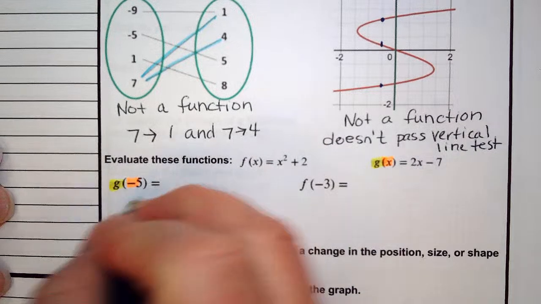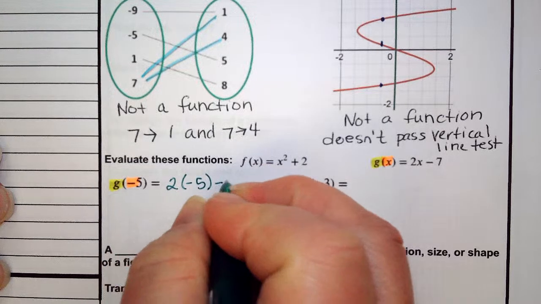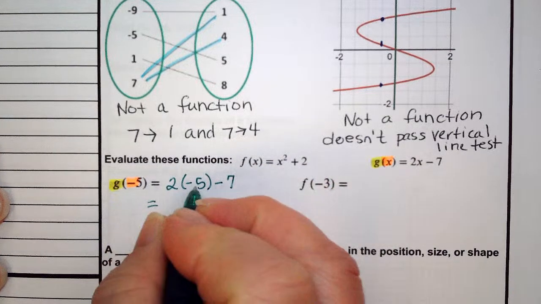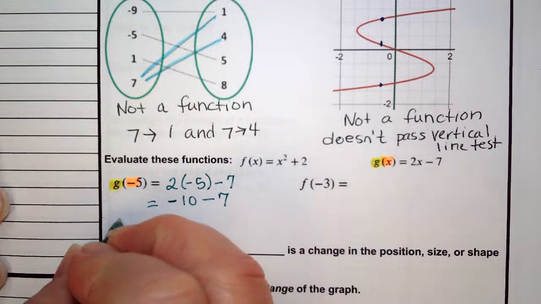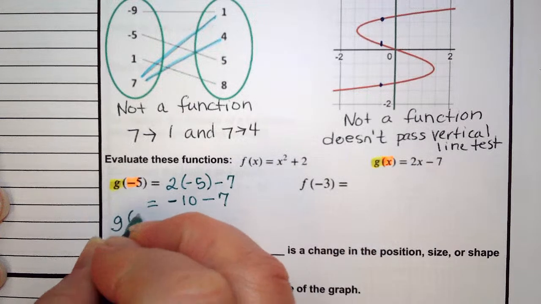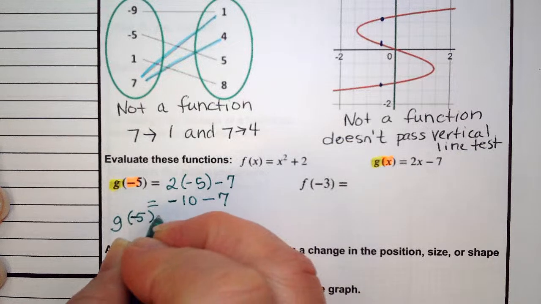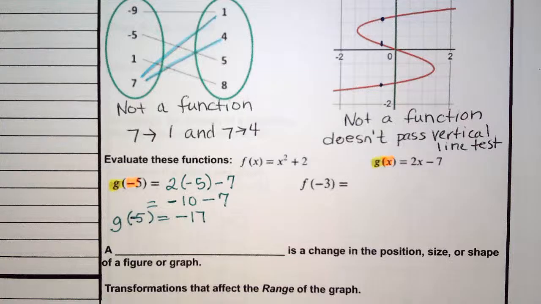So 2 times -5 minus 7. 2 times -5 is -10 minus 7. So when I take my function g and I put -5 in for x, my answer is -17. Now what?